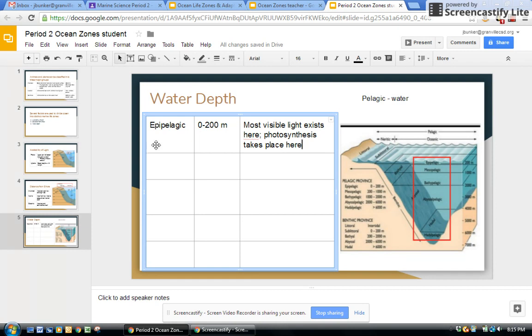And this is also called the sunlight zone. So I'm going to actually put that in parentheses over here. You may see that term used as well, the sunlight zone.